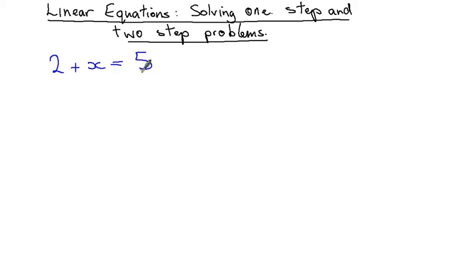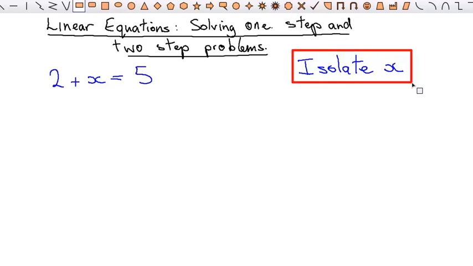The equation here we have is 2 plus x equals 5. The whole aim is to isolate x. And I'm going to write that down because that's a word we're going to keep using. Isolate x. Everything is going to come down to isolating x, which means getting x on its own. So the answer is x equals and then a number. So when I say isolate x, we want to get x equals and then a number.